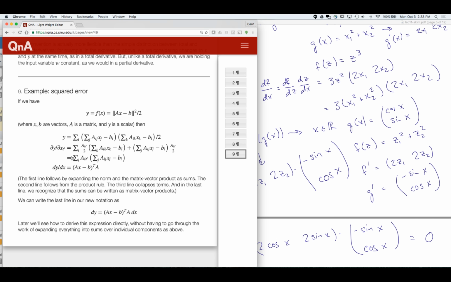And you can recognize these summations as being a matrix multiplication, two of them in fact, right? So here we're multiplying A by the vector x, and then here we're multiplying the resulting vector again by the transpose of the matrix A. And so we can write (Ax minus b) transpose times A for this expression here, right? So dy dx is this, because the partial derivatives are as computed there.